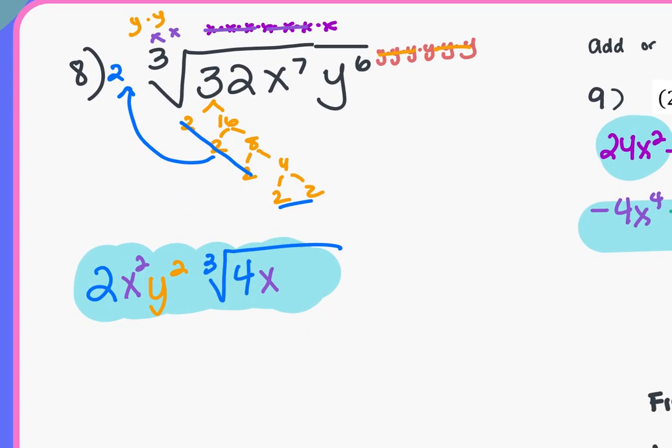And the way you write the answer is this: 2x squared, y squared. And it's super important that you keep this index because without it, you change the value. Okay? It has to stay on there. That 3 has to stay.